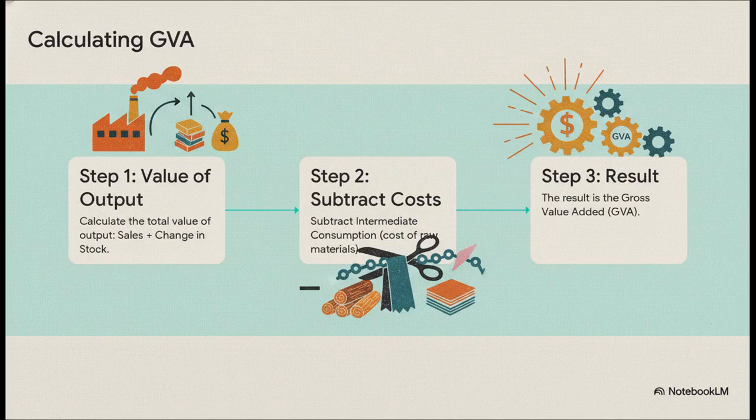So here's the crucial part. We only want to count the new value that's created at each step of production. So to do that, we take a company's total output, and then we subtract the cost of all the raw materials and parts it bought from other companies. What's left over is the value that that specific firm actually added to the economy.